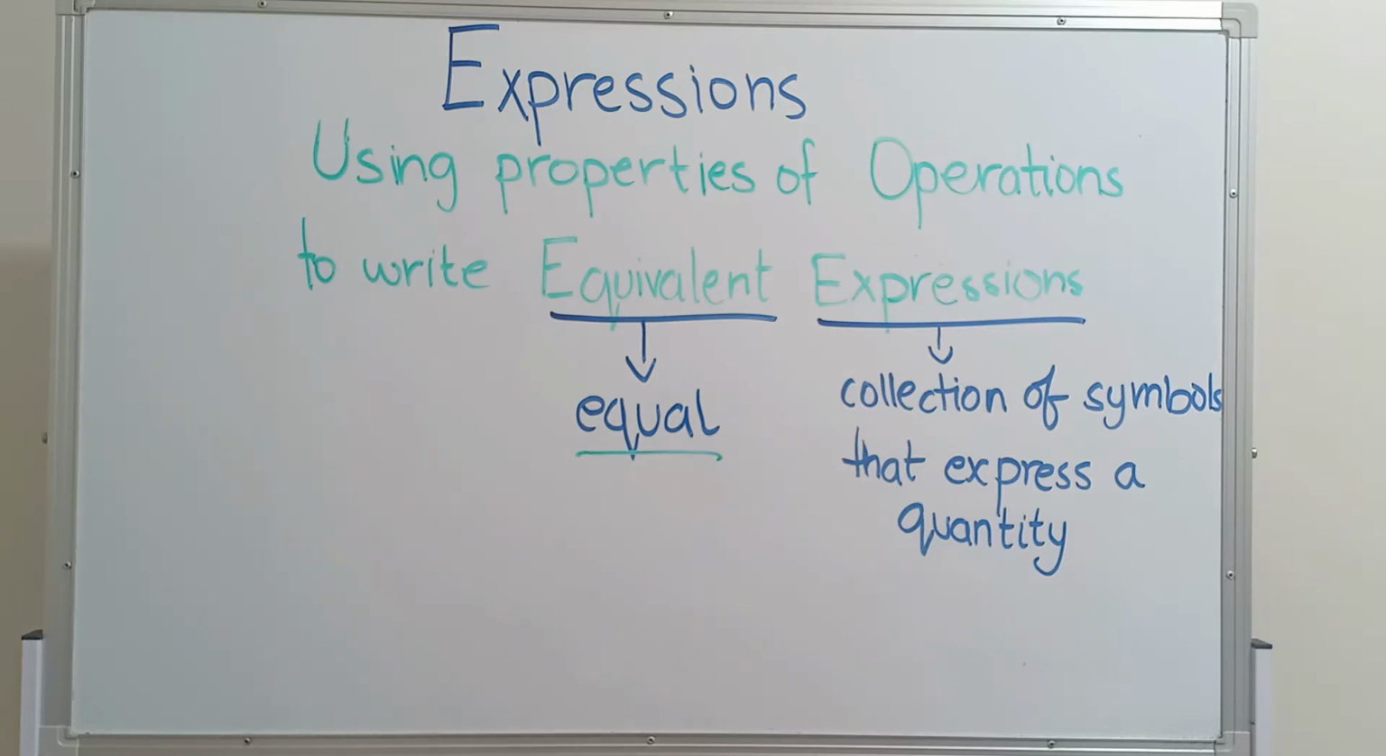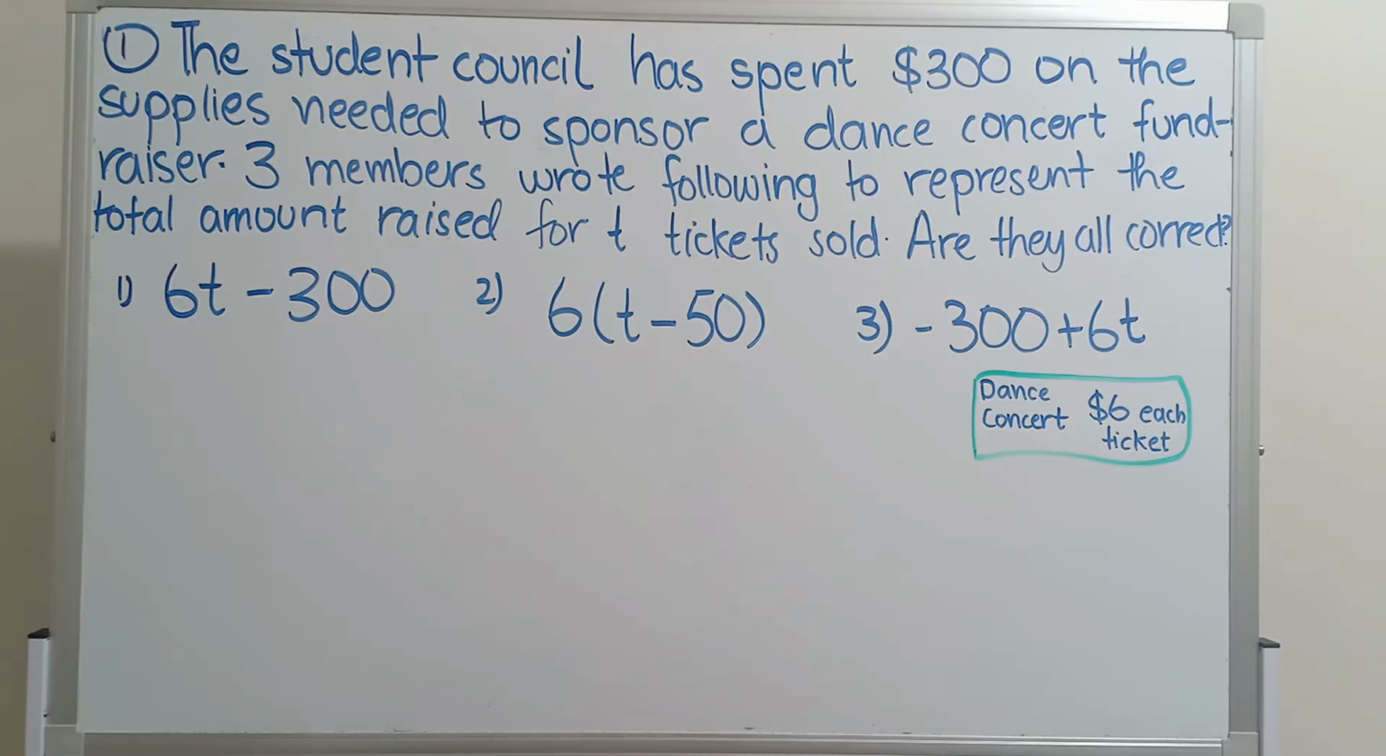So now, let's move on to our first question. It says, the student council has spent $300 on the supplies needed to sponsor a dance concert fundraiser. Three council members wrote the following expressions to represent the total amount raised for tickets sold. Are all of them correct? Let's look at the problem.